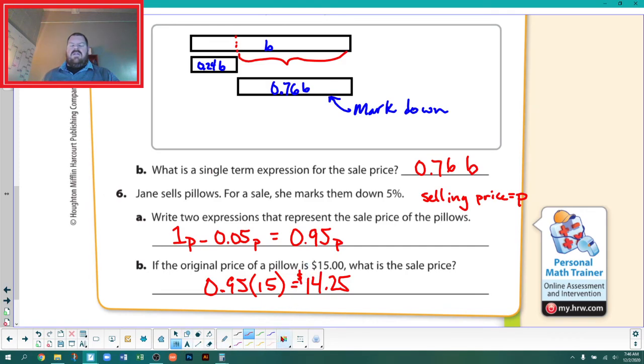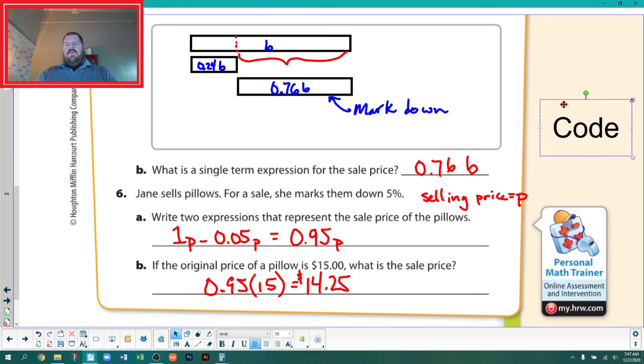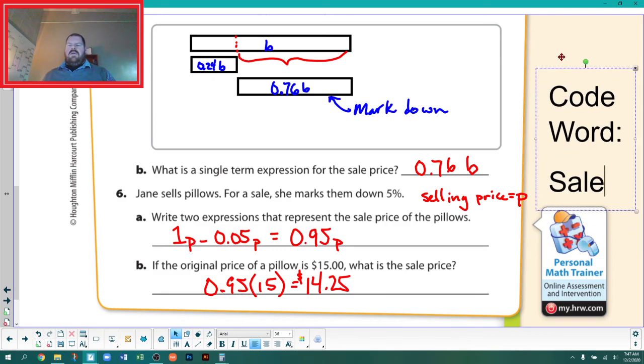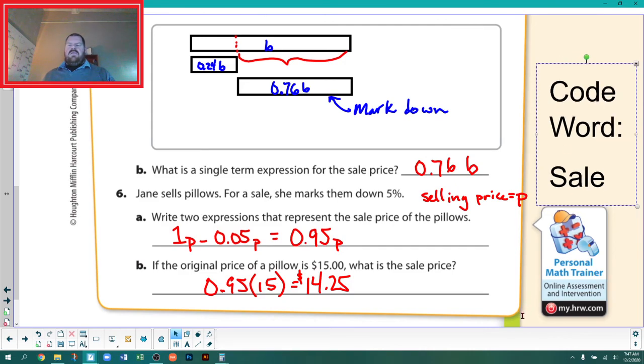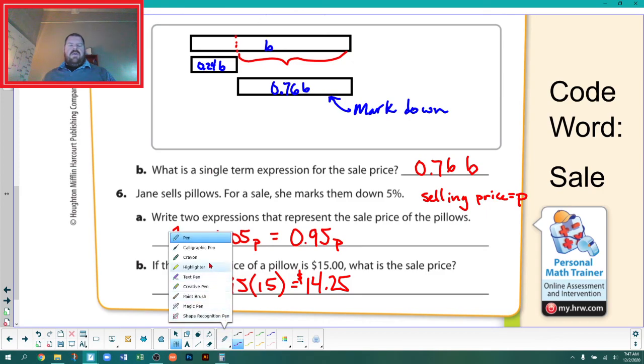Okay, last thing we need today is we need a code word. The code word for today, I'm typing it, hoping that works out better. The code word today is going to be sale, because we're talking about sales. A little bit. Okay, so that ought to be good.